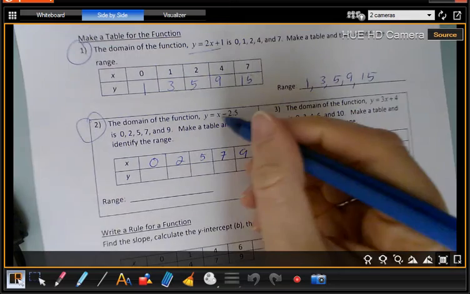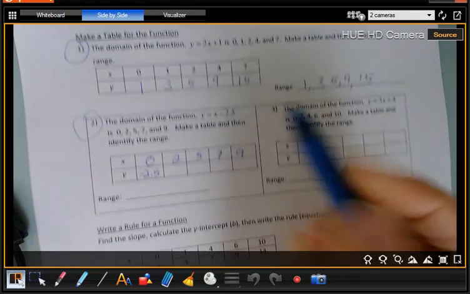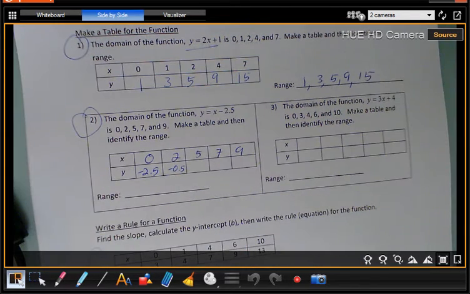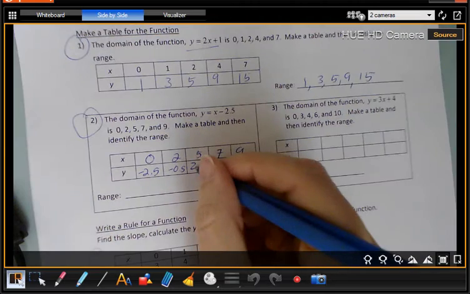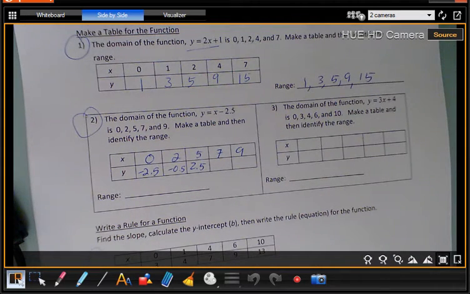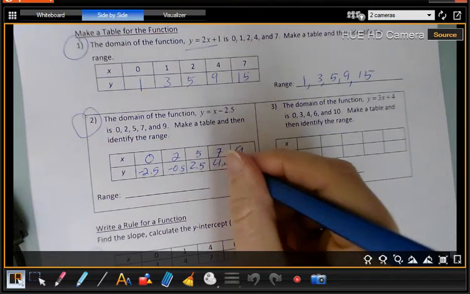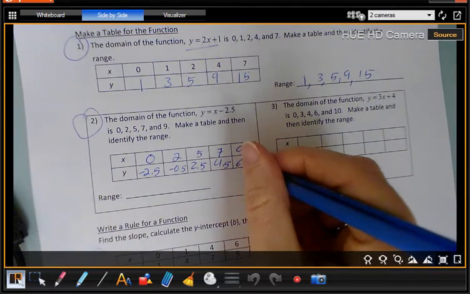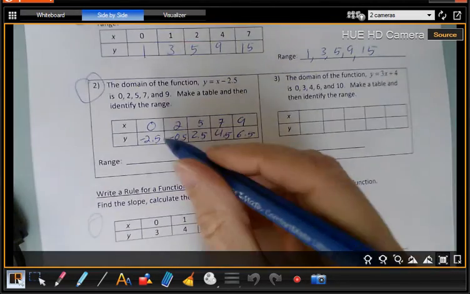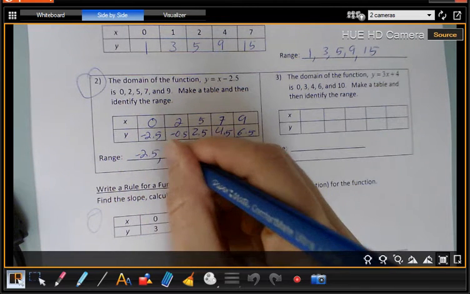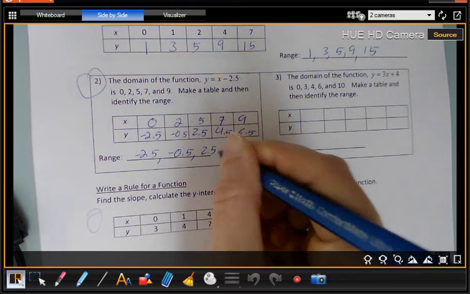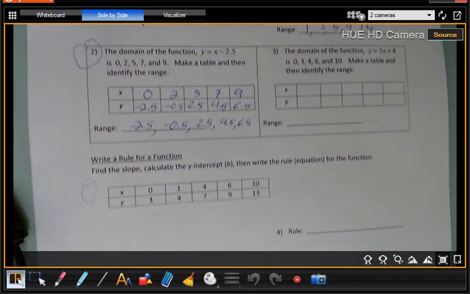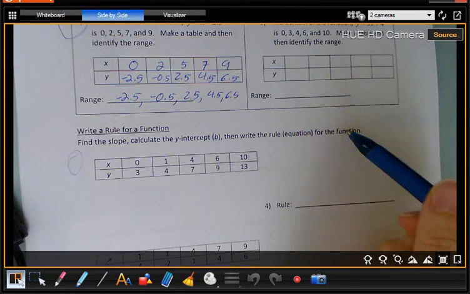So 0 minus 2.5 is just negative 2.5. 2 minus 2.5 is negative 0.5. 5 minus 2.5 is 2.5. 7 minus 2.5 is 4.5. And 9 minus 2.5 is 6.5. Okay, and then we can just list those as our range, those y values, negative 2.5, negative 0.5, 2.5, 4.5, and 6.5. That's it.